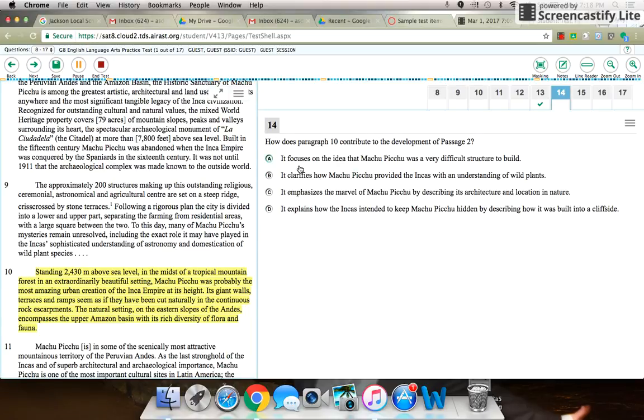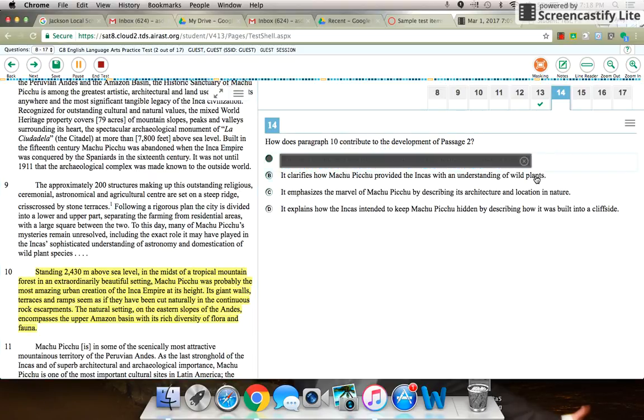Okay, so let's look at A. It focuses on the idea that Machu Picchu was a very difficult structure to build. While it probably was really tough to build, the focus of this paragraph, like I said before, is the wonderful architecture in a natural setting. And so the focus isn't really talking about how hard it was to build. So again, let's use our masking and let's take away A because that's not really what the purpose is.